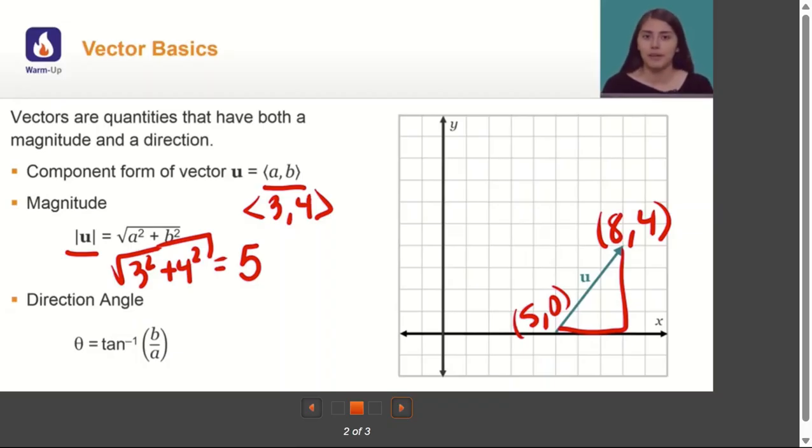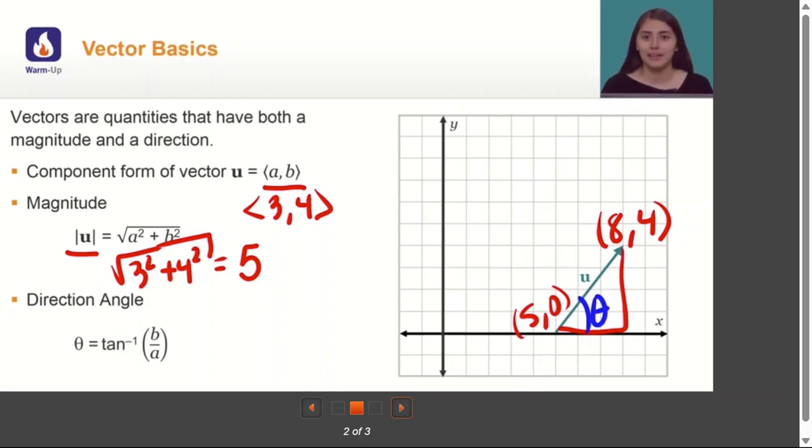The direction of a vector is given by its direction angle. The angle measured counterclockwise from the positive horizontal direction will be theta. To find the direction angle, use the tangent function. The opposite side in this triangle is 4, and the adjacent side is 3. So tangent theta is 4 over 3.